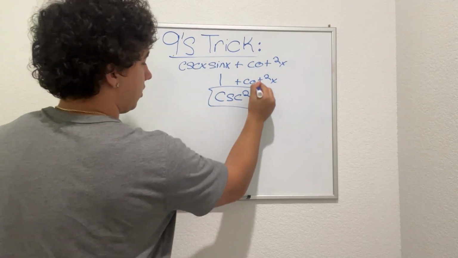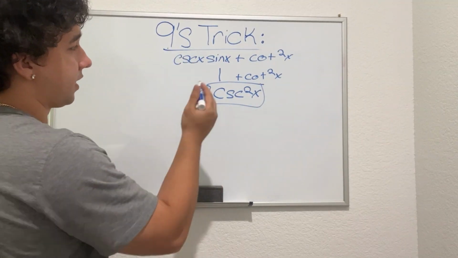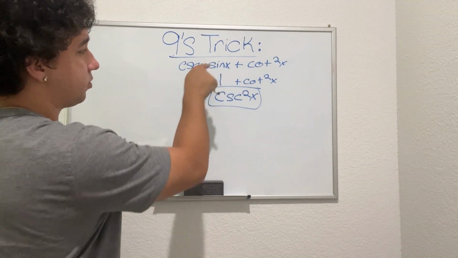Now, a couple things I wanted to bring up here. For one, cosecant x sine x, I automatically changed cosecant because, like I said, I always want to put it in terms of sine.